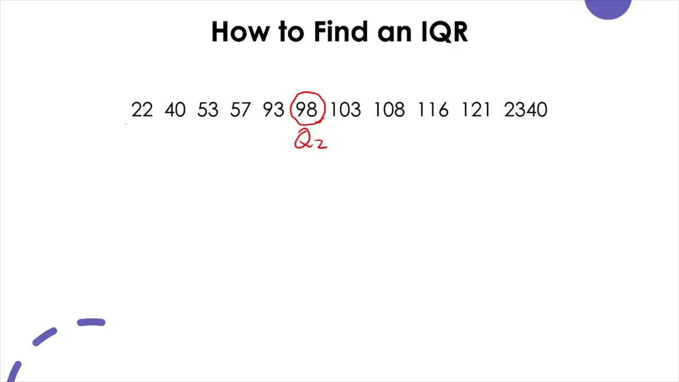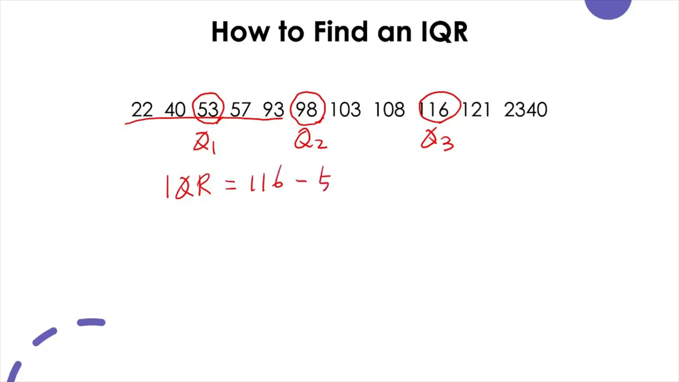And now we have the lower half. Q1 is the median of the lower half, so 53 is basically Q1. And 116 is the median of the upper half. That's Q3. So IQR becomes 116 minus 53, which is 63. So that is the IQR for this data.